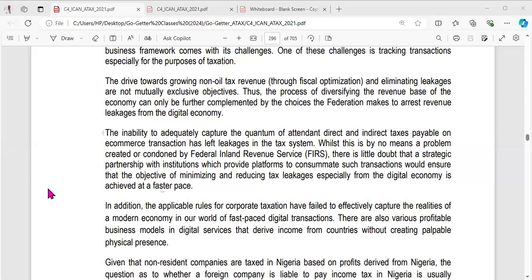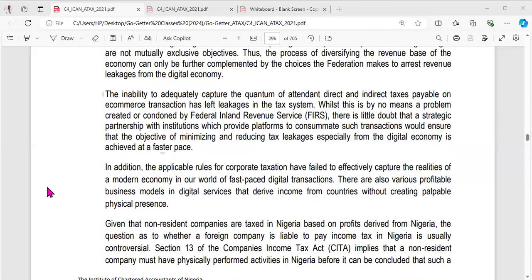While this is not a problem created by FIRS, there's little doubt that a strategic partnership with institutions which provide platforms to consummate such transactions will ensure that the objective of blocking these leakages is achieved at a faster pace. So it means that if there is a platform where we need to know, now let's look at it this way. If you are buying digital services, let's say you're buying a Zoom license, now instead of paying them directly, you go through a gateway, let's say Remitter.